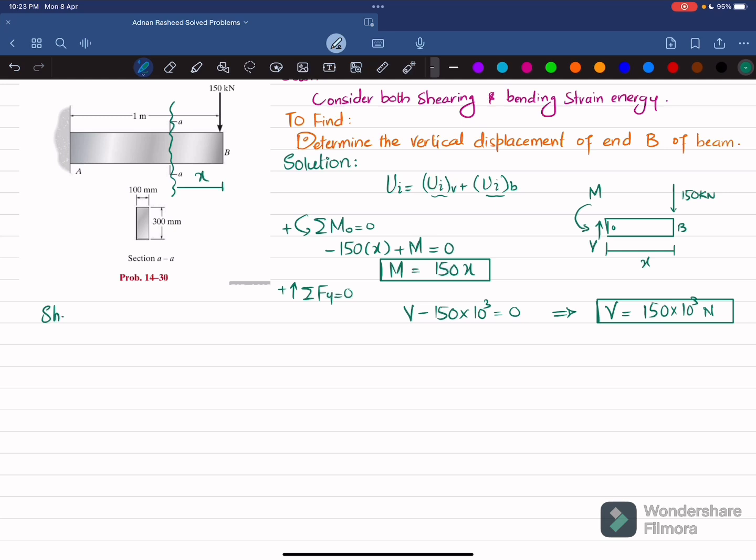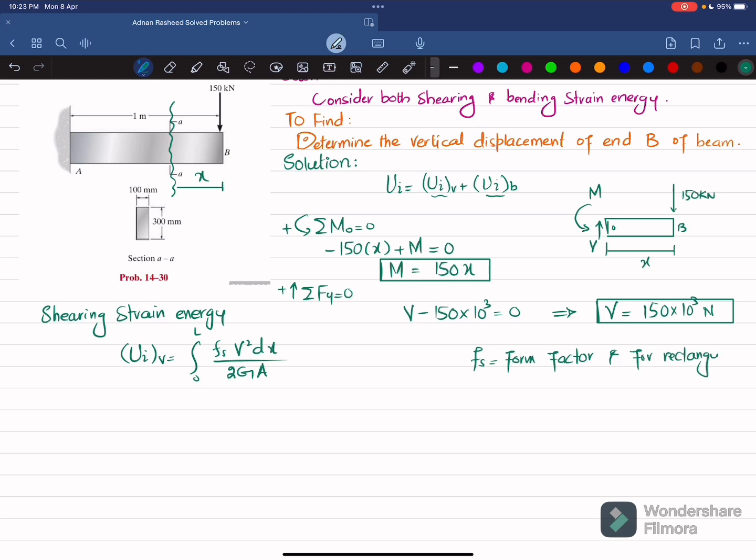So what we will do is first find the shearing strain energy. We know that strain energy due to vertical shear is equal to the integral from 0 to L of Fs V square dx divided by 2GA. This is the formula. And what is Fs? Fs is the form factor. And for rectangular shape, this Fs is equal to 6 by 5.